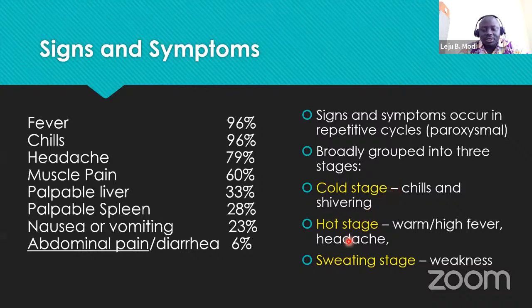After that, it is replaced by what we call the hot stage. And in the hot stage, somebody gets fevers now. They can also get headache, which will now be followed by the sweating stage. And if the sweating is so much, so profuse, somebody can often get weak because of loss of body fluid through the sweat. So this is basically a description of how the signs and symptoms of malaria often show up.